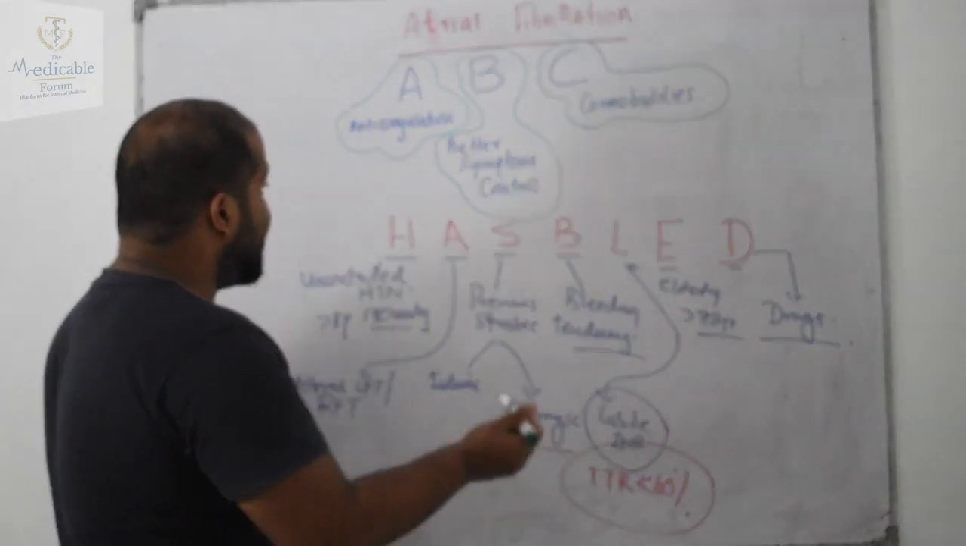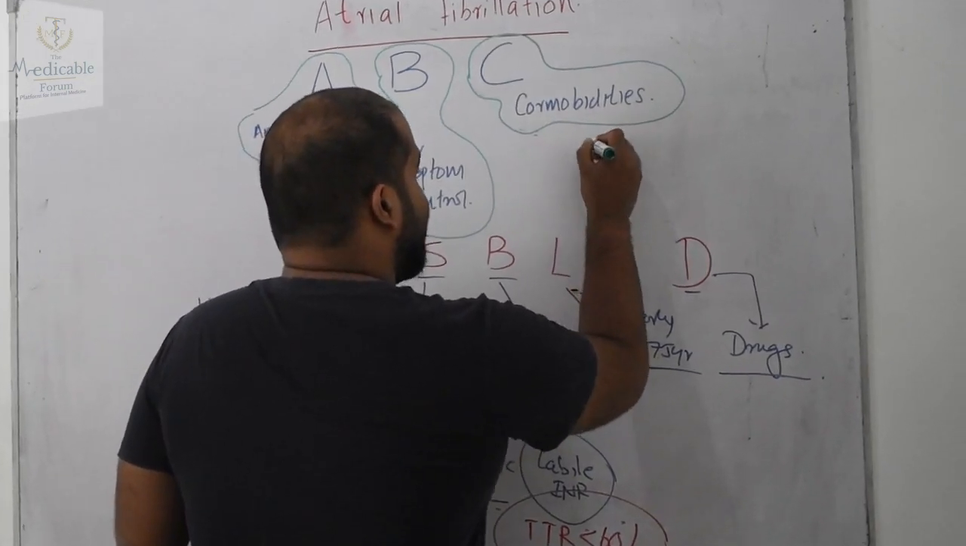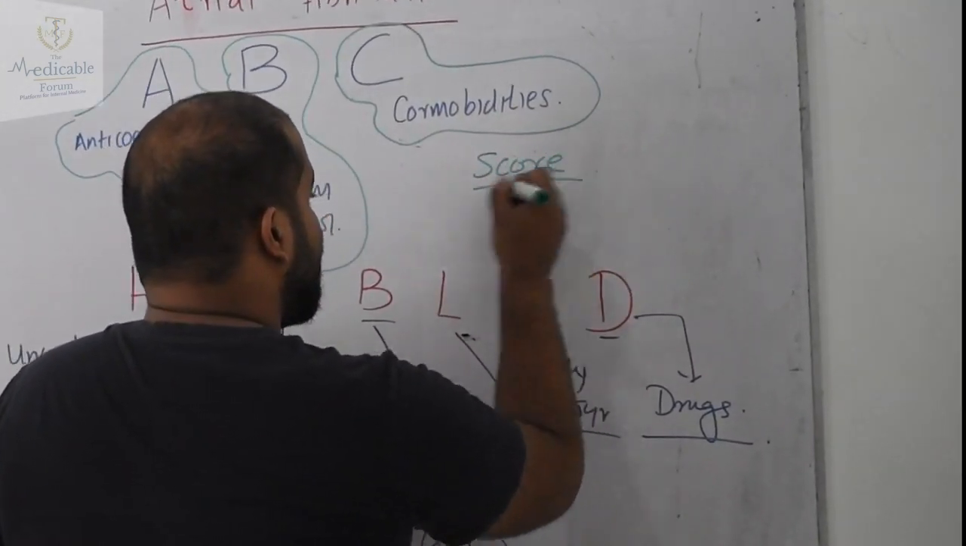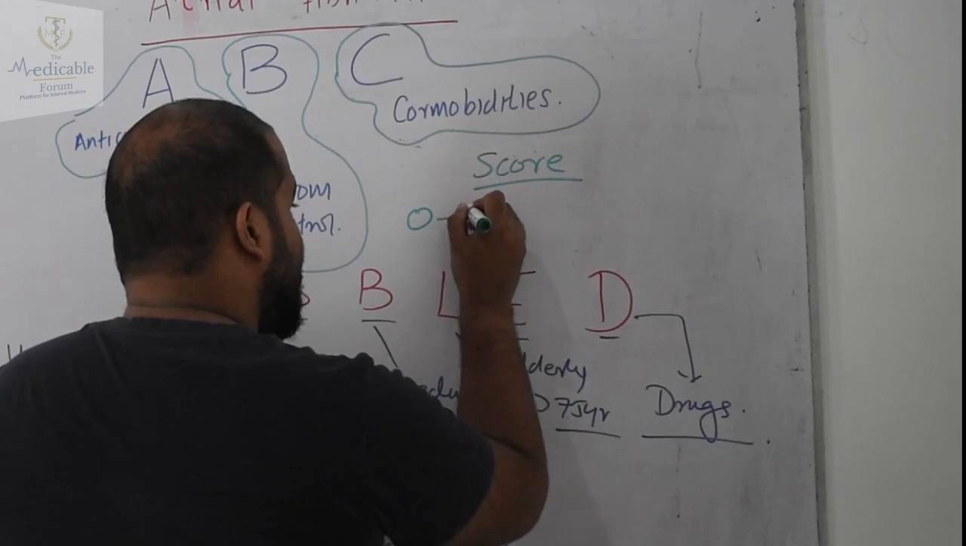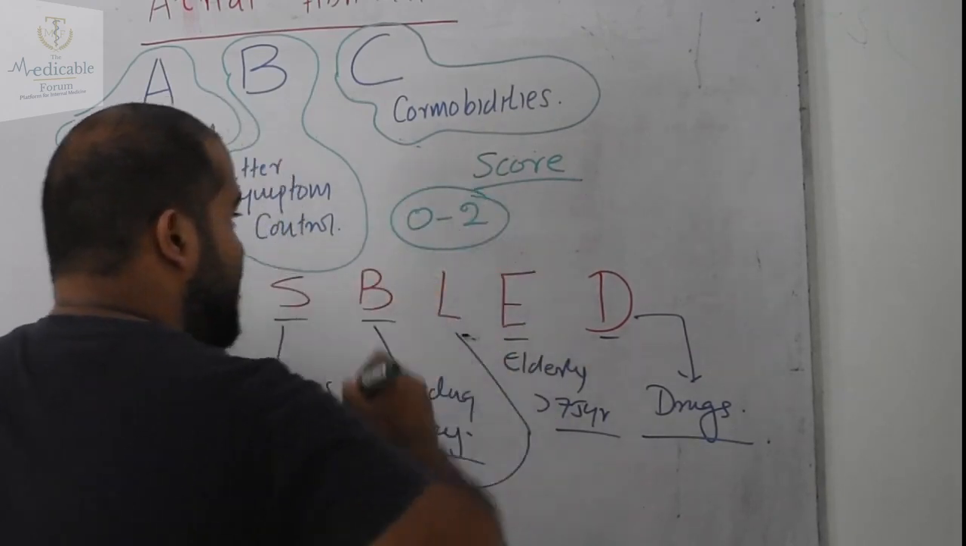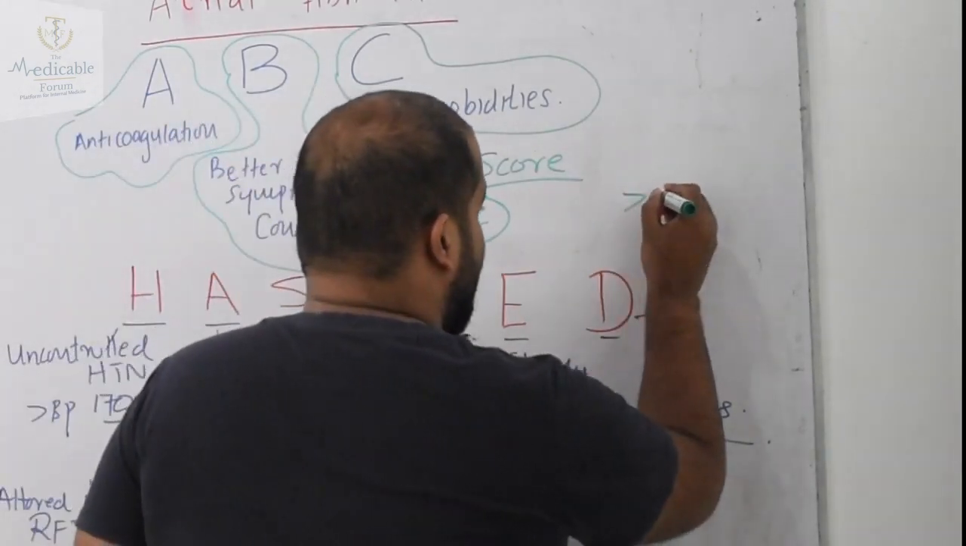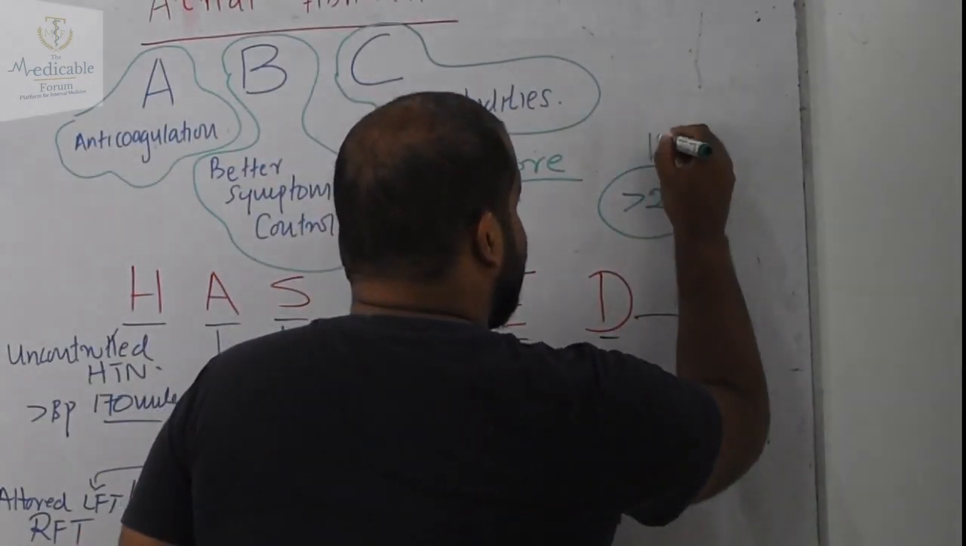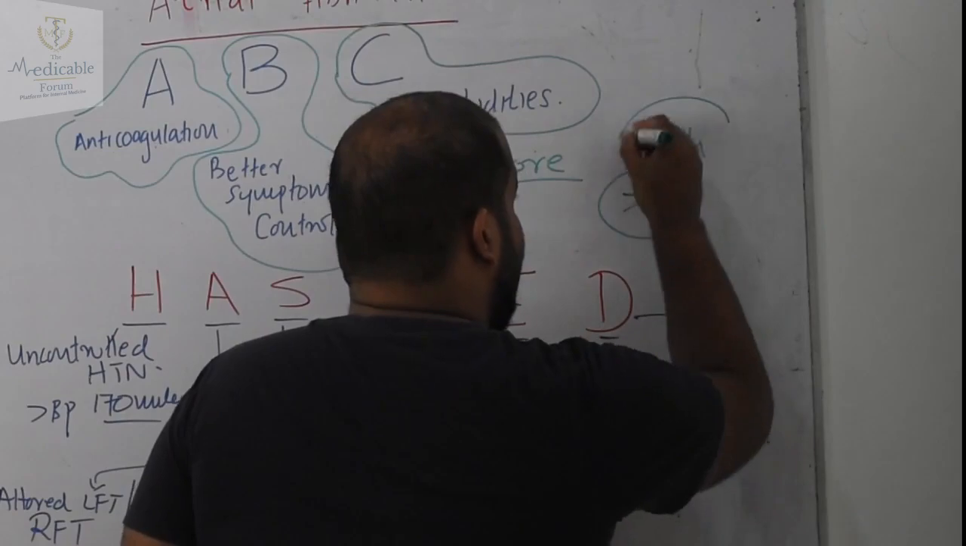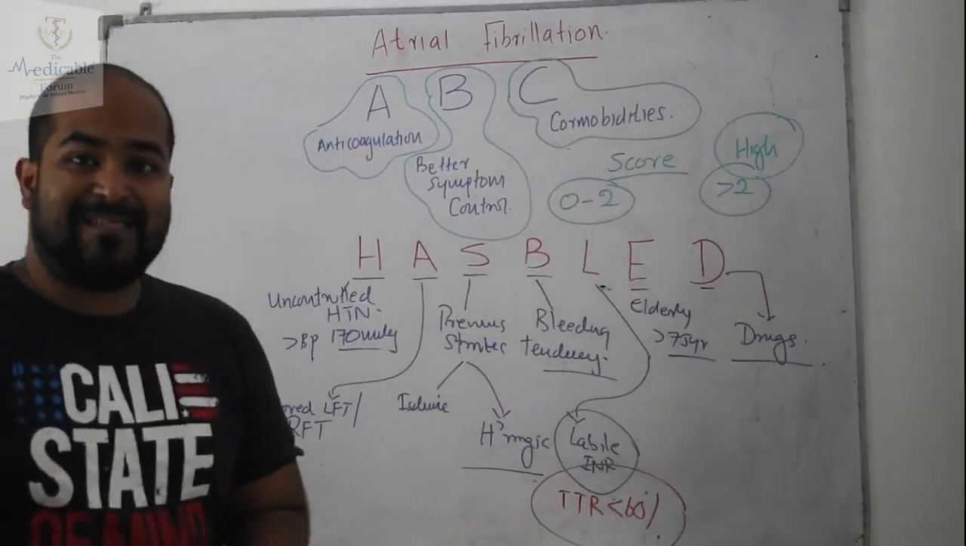So for the Has-Bled score, if the score is 0 to 2, we consider it a low risk of bleeding. If it is more than 2, it is considered a high risk.